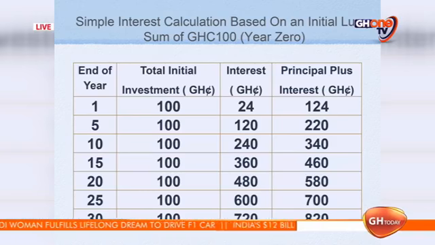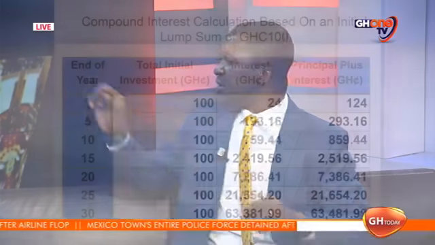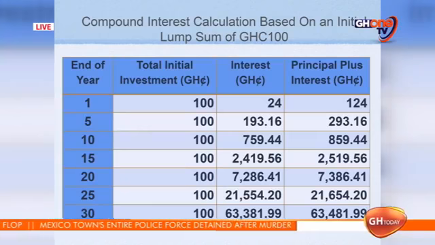But the same 100 cedis, if you had invested using compound interest, let's look at how it works. Let's go to the next slide. In this case, in year 1, we are still going to get 120 cedis. But in year 2, like we did earlier, we are going to build interest on 120 multiplied by 20% and no longer on the 100 cedis.